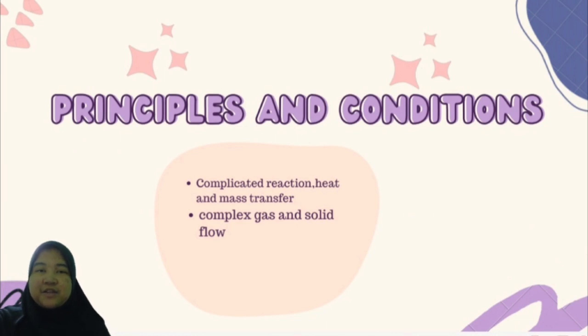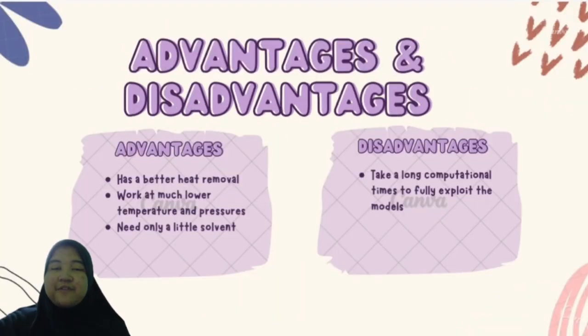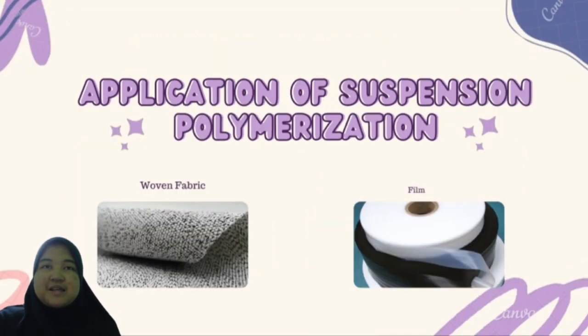The principles and conditions of gas phase polymerization are its complicated production, heat and mass transfer, and also complex gas and solid. The advantages of gas phase polymerization are that it is better in heat removal, works at much lower temperatures and pressures, and needs only a little solvent. The disadvantage is that it takes a long computational time to fully exploit the models. This is the application of suspension polymerization.